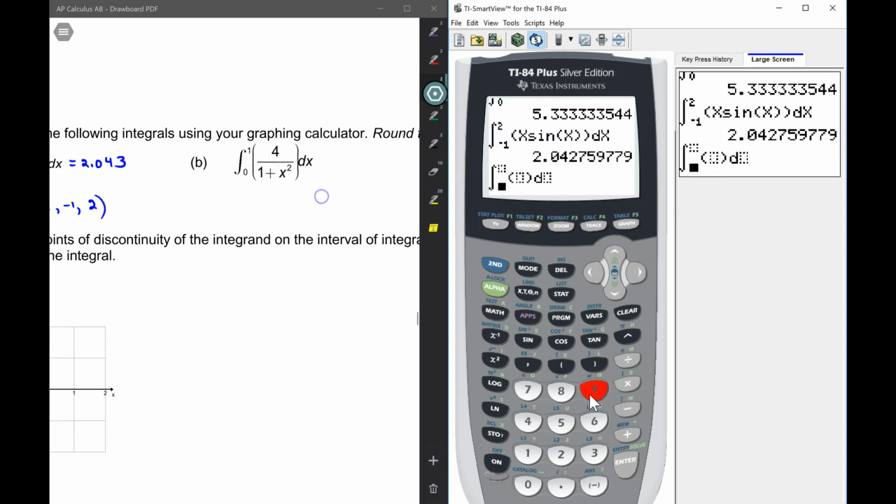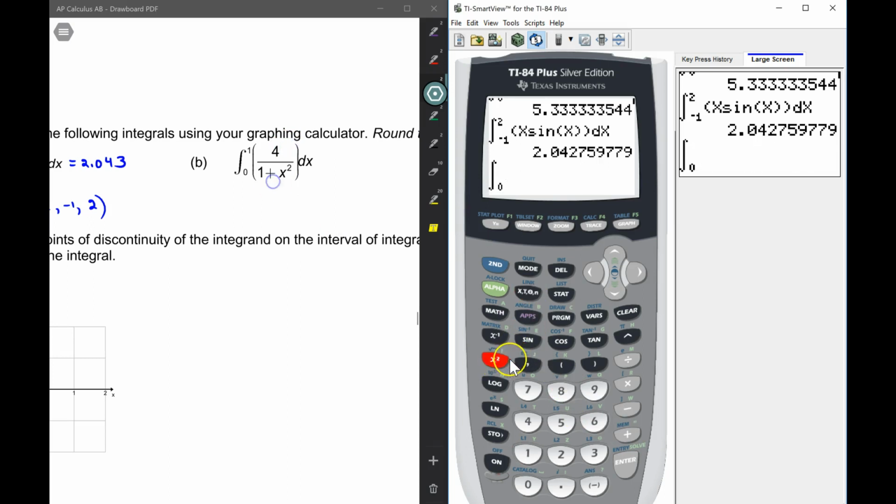So math 9, you get this one, from 0 to 1, 4 over 1 plus x squared. You don't need any parentheses in there? Not for the 4, but for the 1 plus x squared I did put parentheses, yeah. dx. Put parentheses.